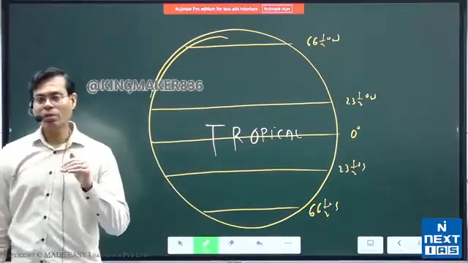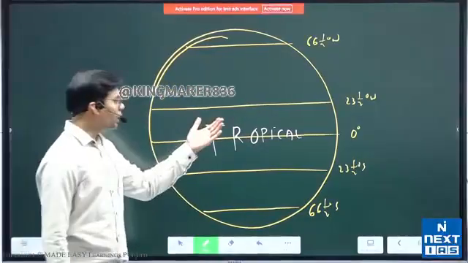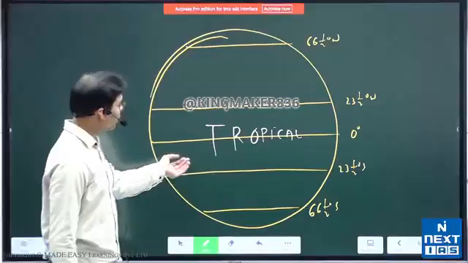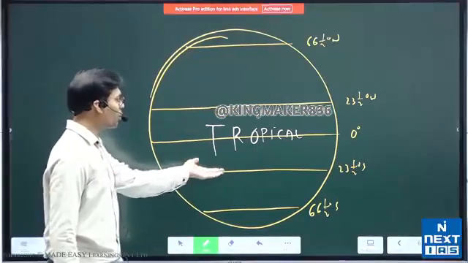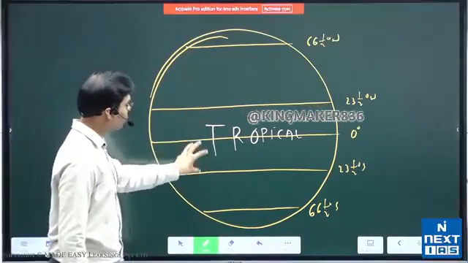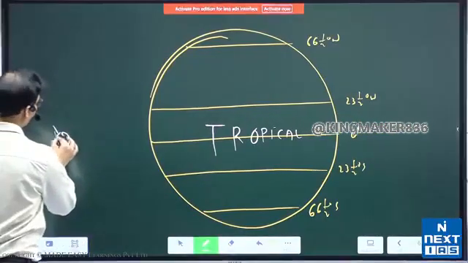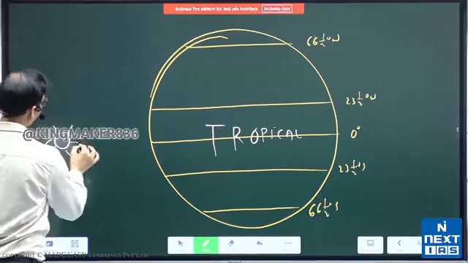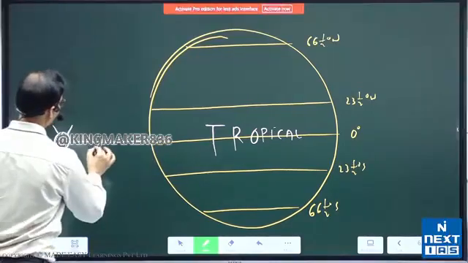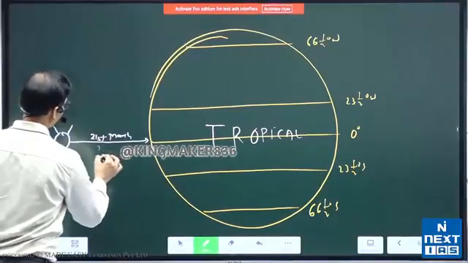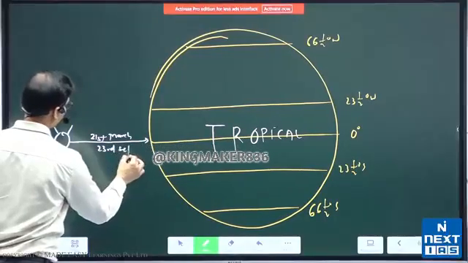Northernmost limit up to which sun rays could be straight on 21st June, the Cancer line. Southernmost limit up to which sun rays could be directly or straight on 22nd December, the Capricorn line. And you know, sun on which particular day exactly on the equator? One day of a year or 2 days of a year? First 21st March and also 23rd September.